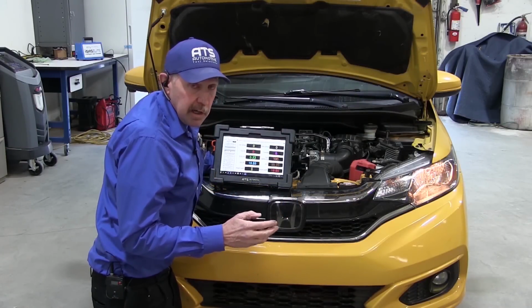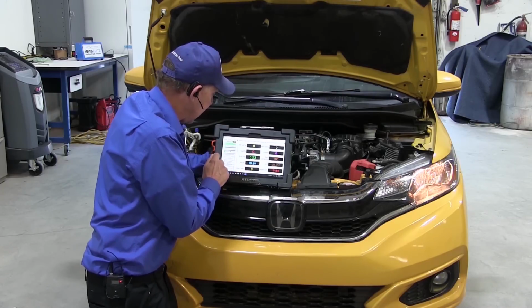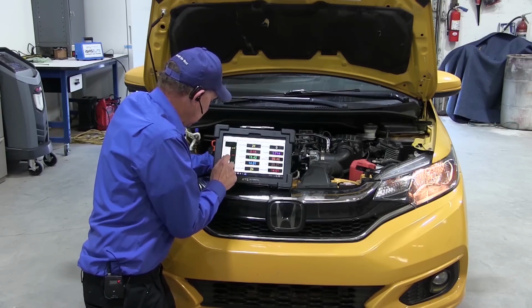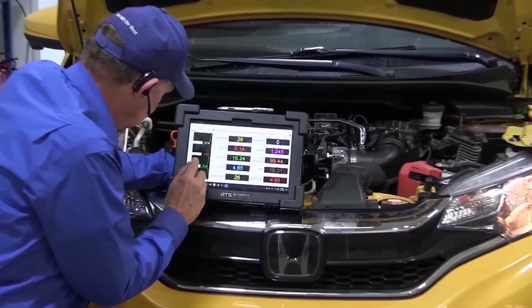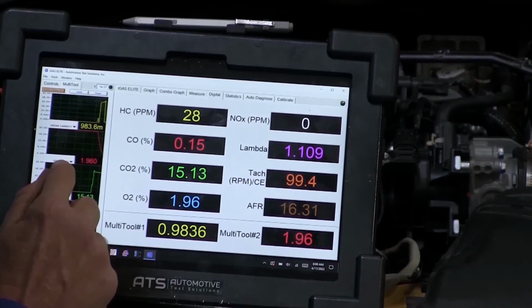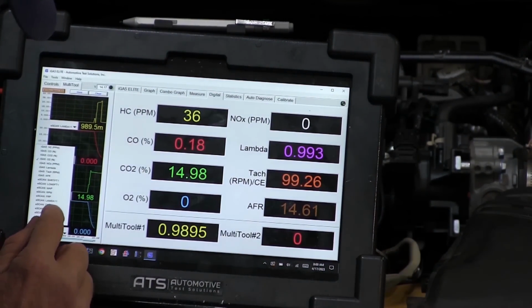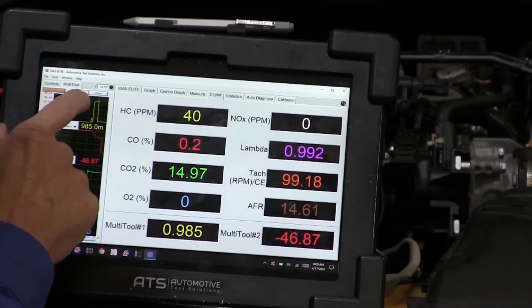Okay guys, so now we need to acquire some gas data. So let's go ahead and start the gas analyzer. Now I'm going to bring up the multi-tool, and now I can pick anything I have selected. That's the scan tool Lambda. So now I've selected the scan tool Lambda.